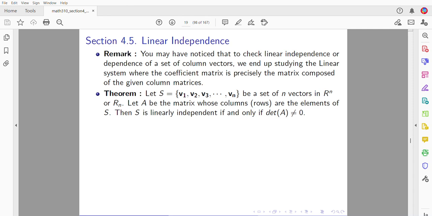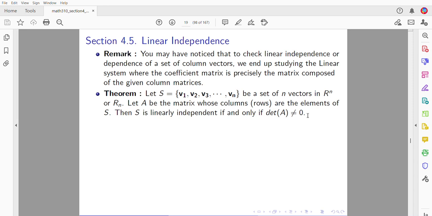Welcome back. So we were looking at this theorem. Let S be the set of vectors v1 through vn, a set of n vectors in R^n. R super n stands for columns, R sub n stands for rows. Let A be the matrix whose columns or rows are elements of S. Then S is linearly independent if and only if the determinant of A is non-zero.